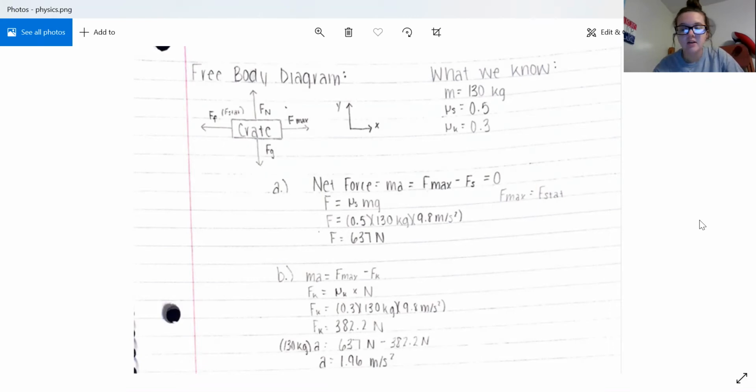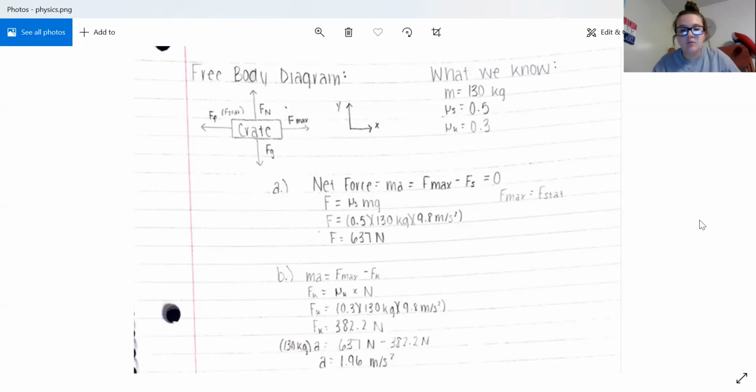TA assignment. So this problem is, suppose you have a 130 kilogram wooden crate resting on a wood floor. The coefficients of static and kinetic friction are 0.5 and 0.3 respectively. And then in part A, they are asking what maximum force in newtons can you exert horizontally on the crate without moving it? And then for part B, if you continue to exert this force once the crate starts to slip, what will its acceleration be?